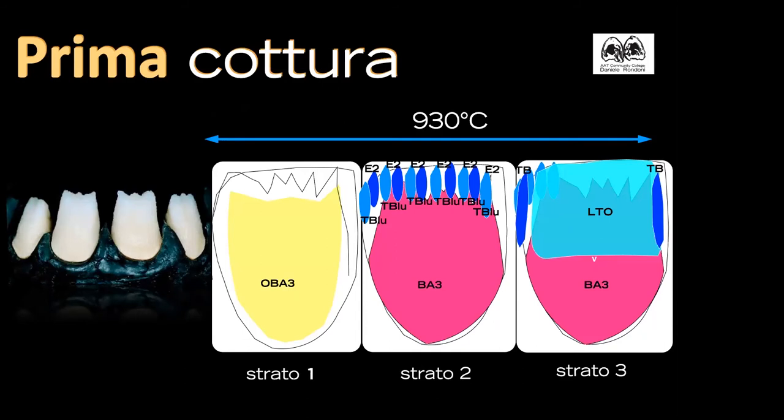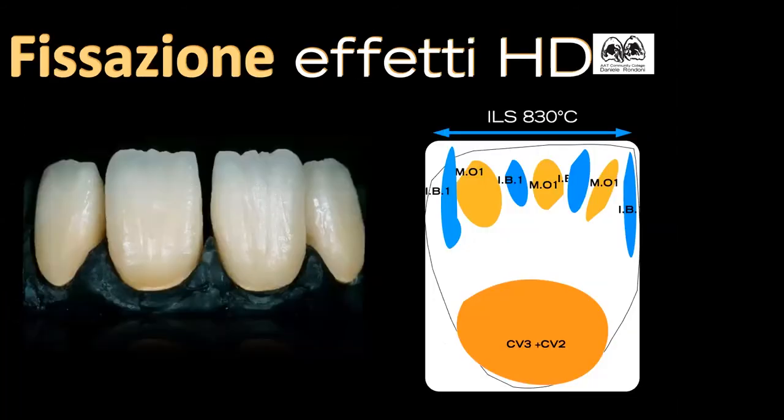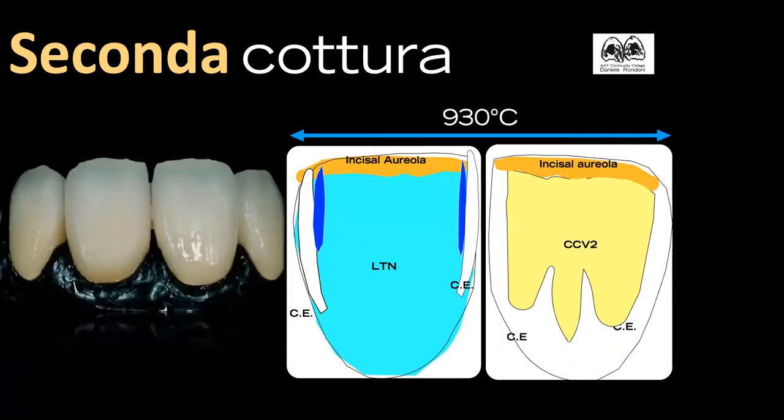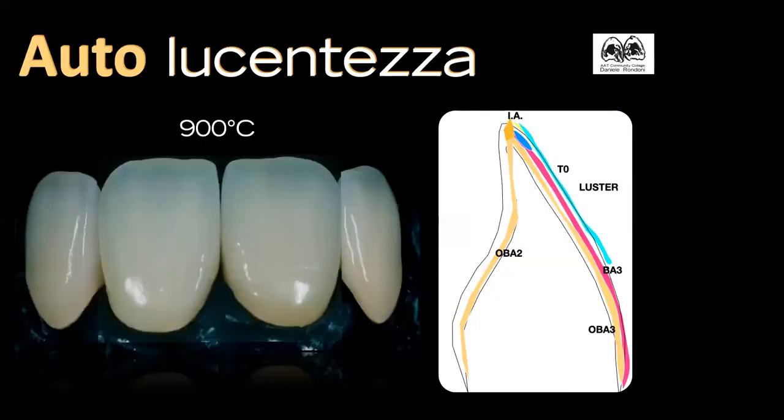We finalize before firing with 3 layers of ceramic. I insert the HD effects. Fixation. And then the second and last firing on the surface with ceramic with luster effect. And then finally, autogloss at 900 degrees in the oven.